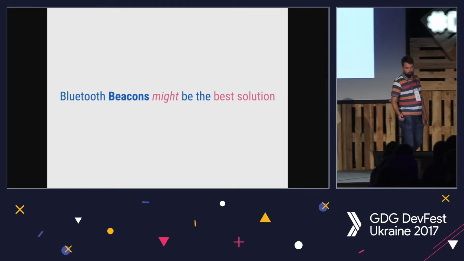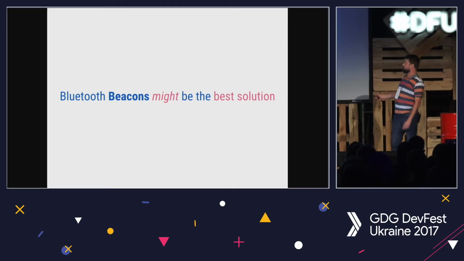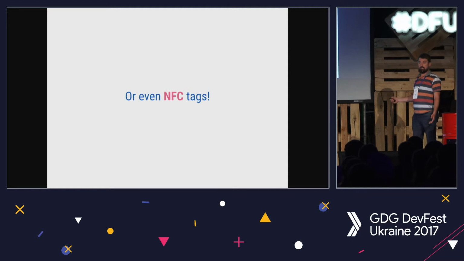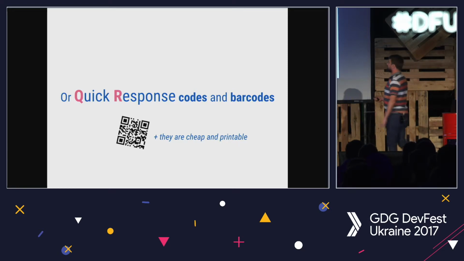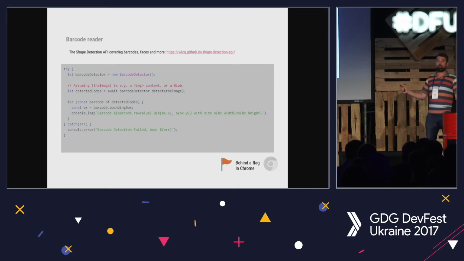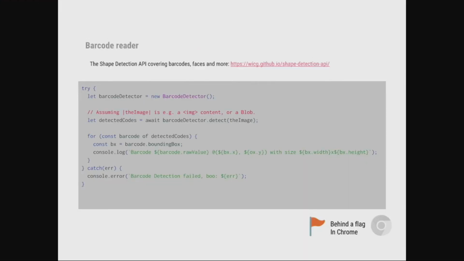It could be a barcode scanner. Maybe a Bluetooth beacon is the best solution. It will show you where the device is. Maybe it can even light up when you select it. Maybe it's an NFC tag because you want people actually to have a physical connection to the device. Or sometimes you just want to use QR codes because they're very, very cheap and you can just print them. We are working on bringing all of these features to the web.